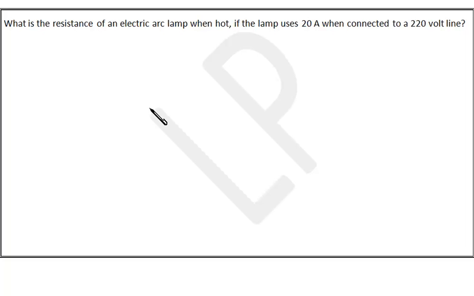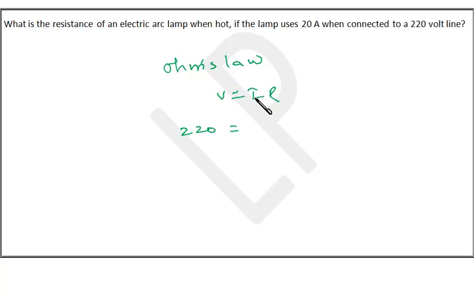Now let's try this question. What is the resistance of an electric arc lamp when hot if the lamp uses 20 ampere when connected to a 220 volt line? Now we know Ohm's law. What's that? V is equal to IR, right? Now V is 220 volt over here. I is 20 ampere, and we have to calculate the resistance. So R will be 220 upon 20, so that's 11 ohm.